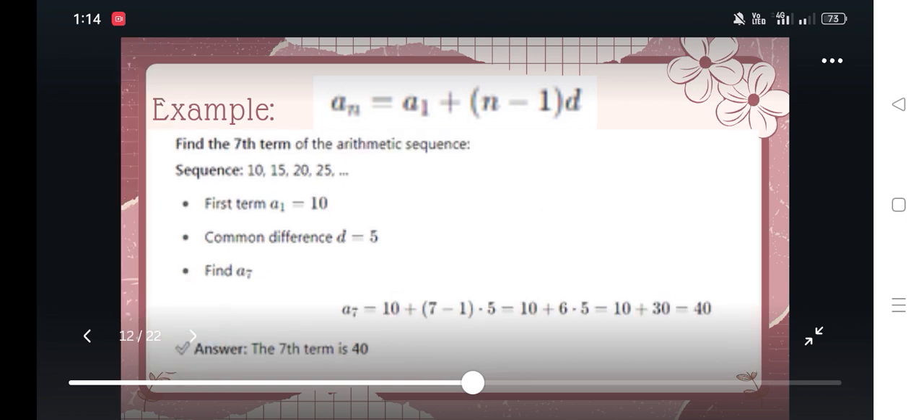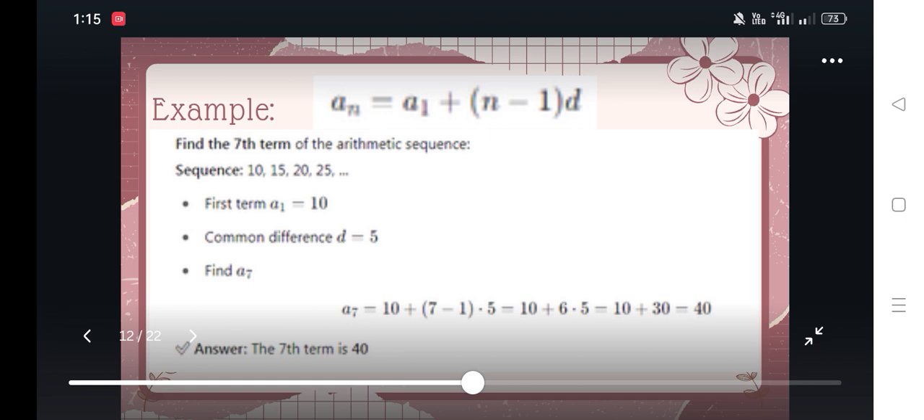Okay, another example. Let's take a look at this next example. So a 7th term na sad. We have our sequence na to is 10, 15, 20, and 25. Again, a_1, or the first term, is 10. The common difference na to is 15 minus 10 is equal to 5. 20 minus 15 is equal to 5, and so on. So ang ato ang common difference is 5.